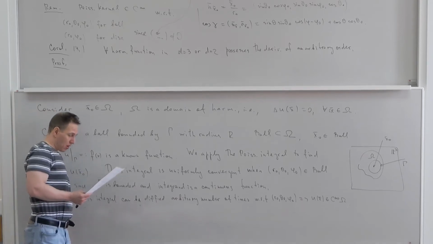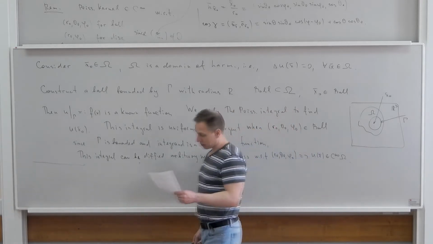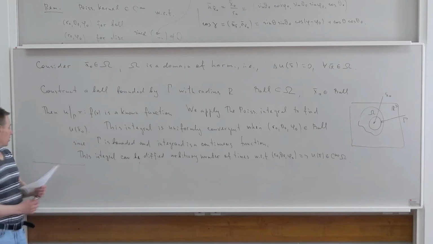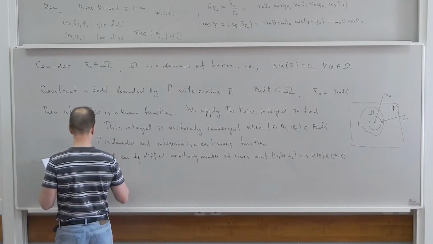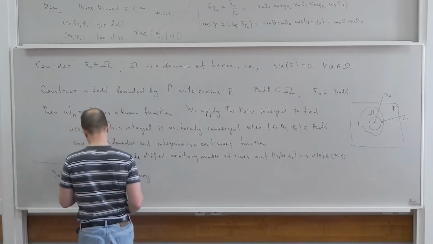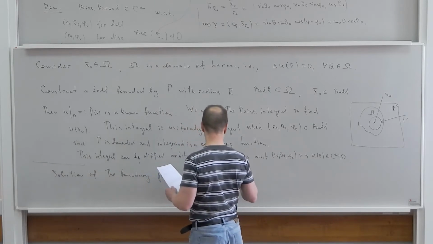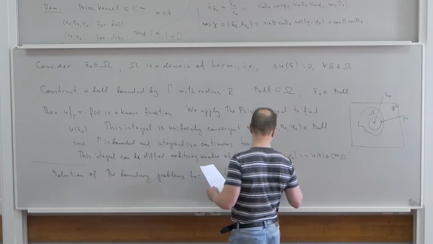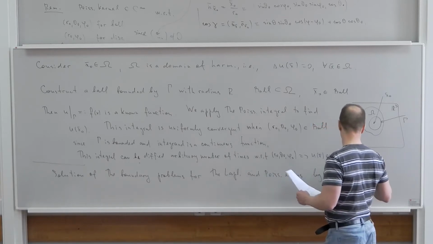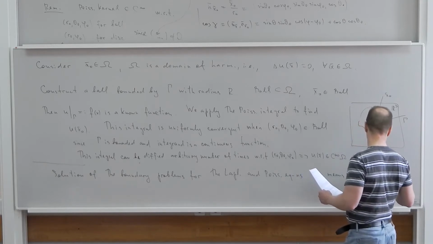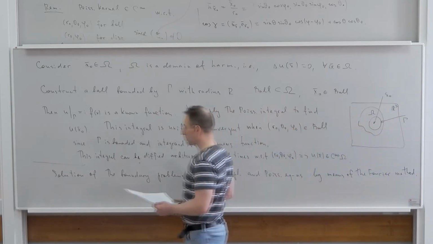The next paragraph: solution of boundary problems for the Laplace and Poisson equations by means of the Fourier method. Another name for this method is the method of separation of variables.